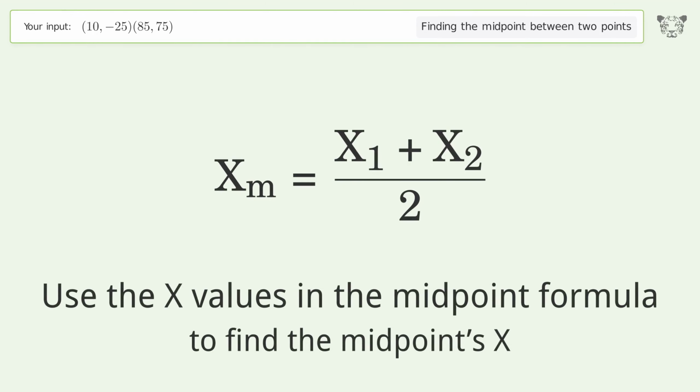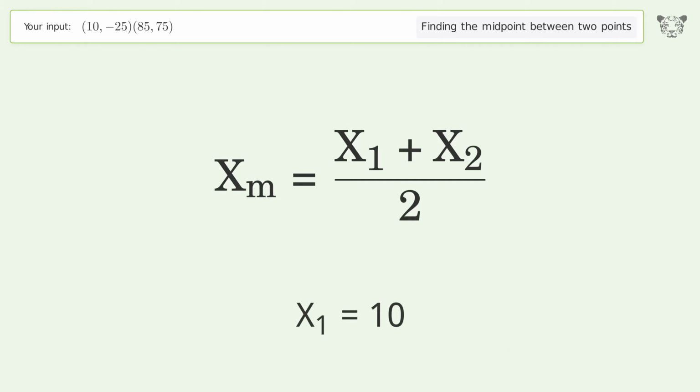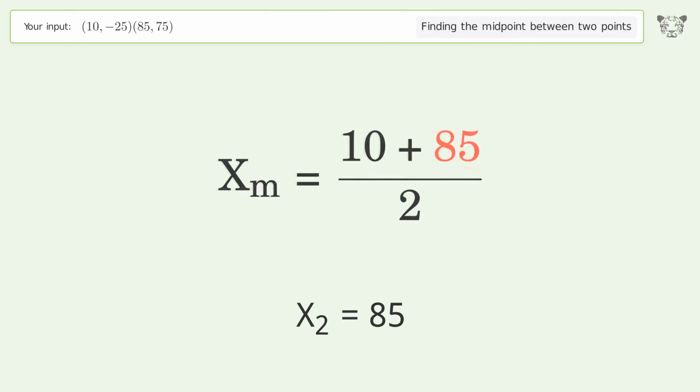Use the x values in the midpoint formula to find the midpoint's x. x1 equals 10. x2 equals 85. Simplify the arithmetic.